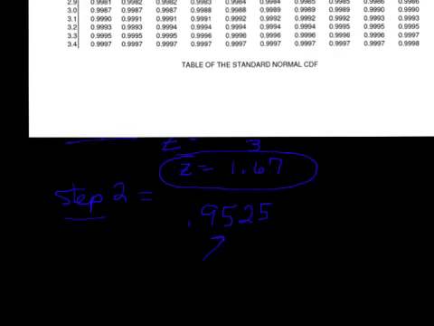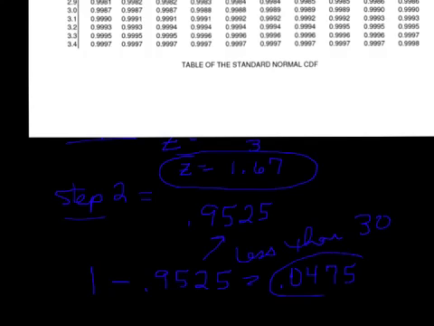Now this tells you the probability of being less than 30 pounds. I don't want less than, I want more than. So I have to take the complement, 9525. Subtract it from 1. You get 0.0475, and that's the answer to part C.